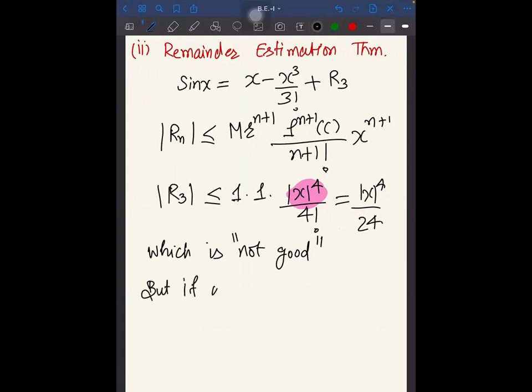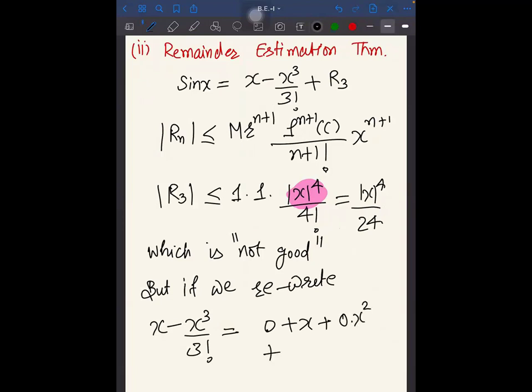Now if we rewrite x minus x cube by 3 factorial as 0 plus x plus 0 times x square plus minus 1 times x cube by 3 factorial, plus 0 times x^4 by 4 factorial, then you will come to know that this is the Taylor polynomial of order 4 and order 3 as well. So you can call it order 3 and also order 4, but you cannot call it order 5 because a non-zero term will come in at 5, right? So that is the important point.